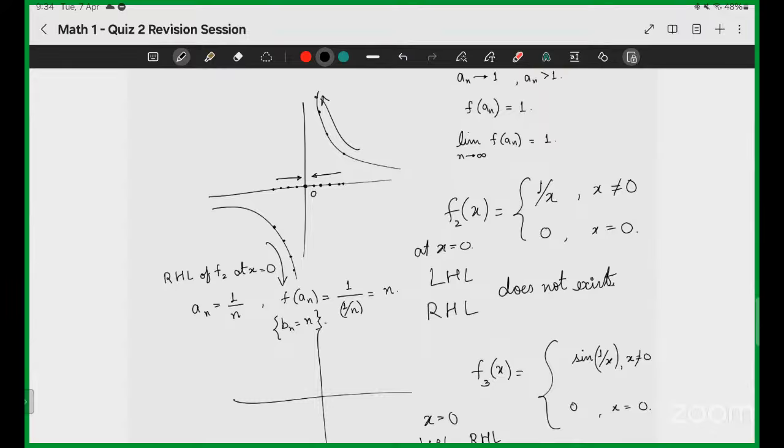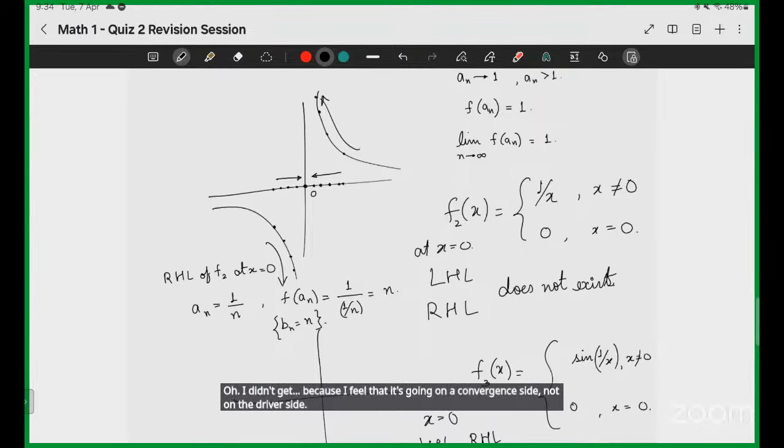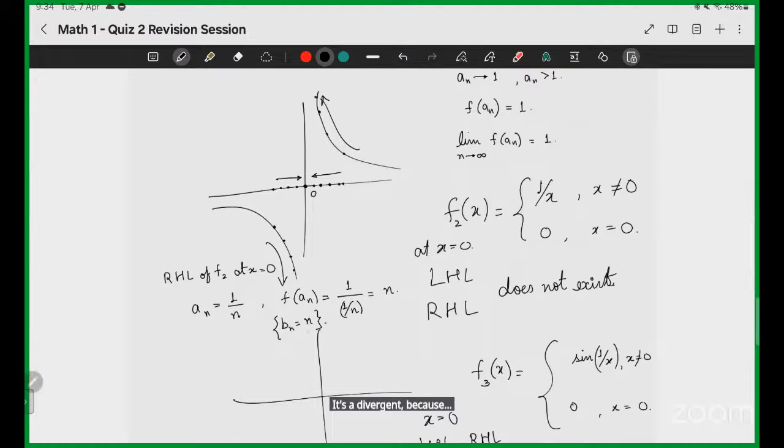Is this a divergent sequence or a convergent sequence? I feel it's going on the convergence side, not on the divergent side. It's divergent, because as we increase the value of n, the value of b_n will also increase to infinity. So there is no real number around which it gets closer and closer, right?